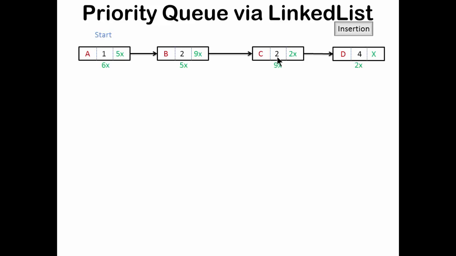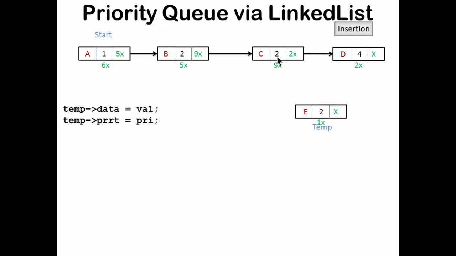The sequence of nodes is the same. There are nodes A, B, C and D with priority 1, 2, 2 and 4 respectively. It is exactly the same as the previous case, but this time I have got a new element E, and this time it has got a priority 2. So where to keep this priority 2, if I ask you this question? Priority 2 would definitely not come before 1, so it will be after 1 itself. But after 1, can I keep it here?